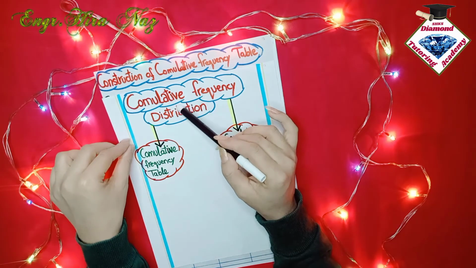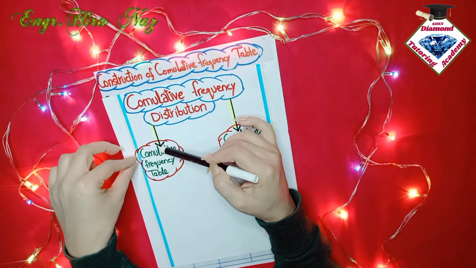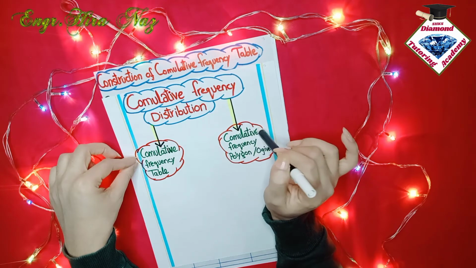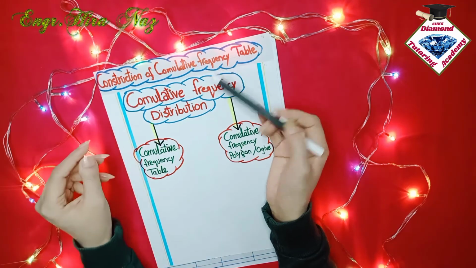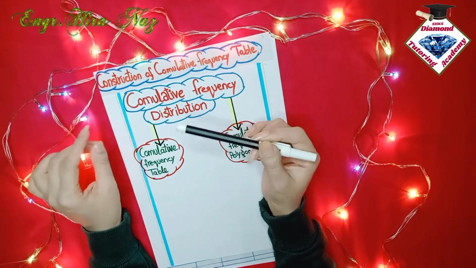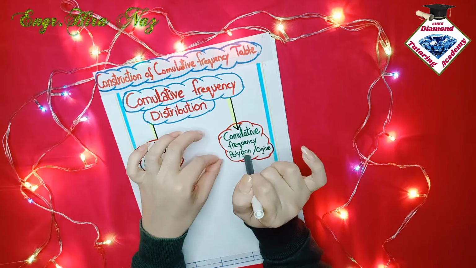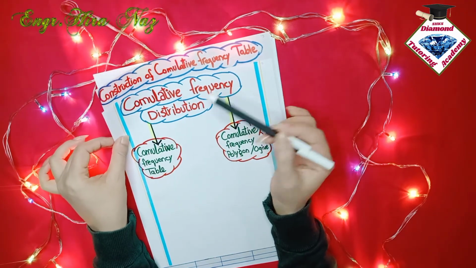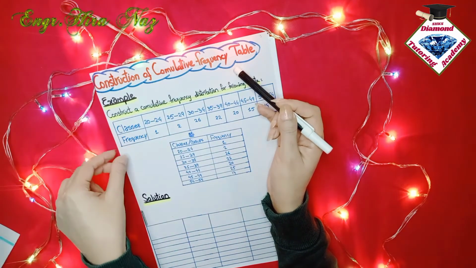This distribution is further classified into two ways. First way is cumulative frequency table, and the second way is cumulative frequency polygon, or you can say ogive. We'll discuss them both. We'll discuss the first way in this video, and the second way will be discussed in our later videos. So, we're gonna learn construction of cumulative frequency table today.